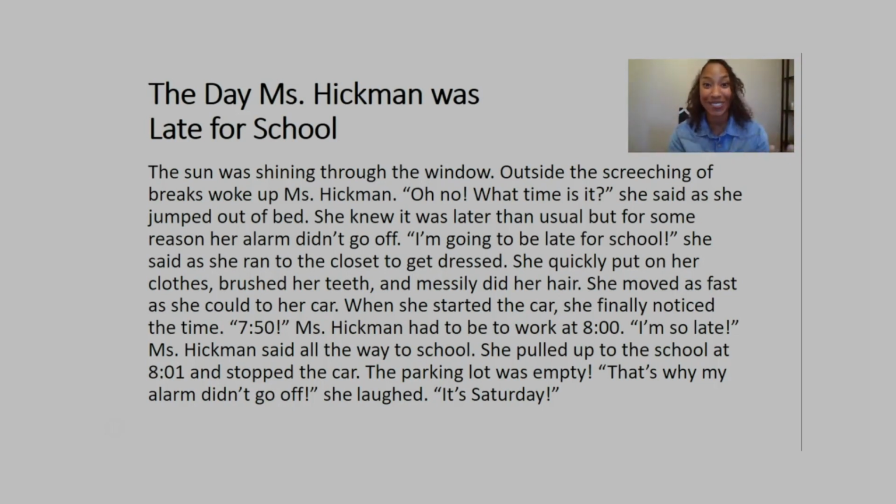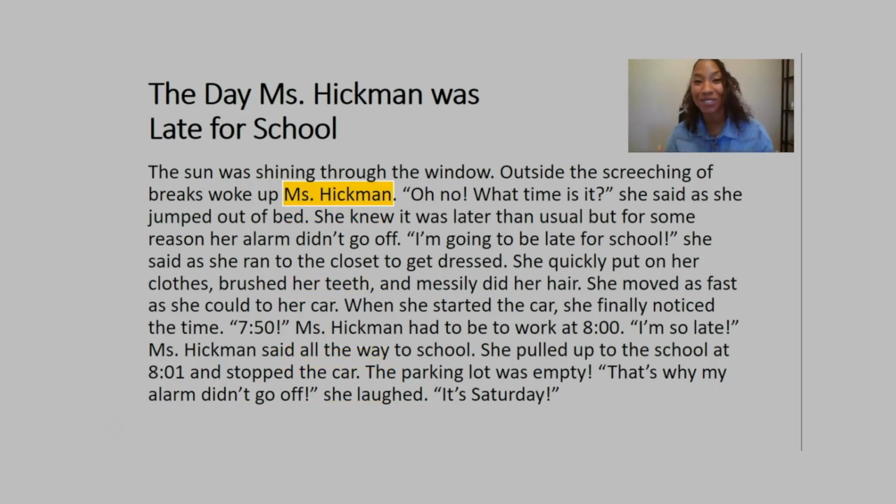Oh my gosh, this story is so funny. So the good news is Miss Hickman wasn't late at all because it's Saturday. Oh, wow, that was a crazy story. All right, so let's try to recount it together, okay? So when we're recounting a story, we have to find all those important details. First thing we want to find are the characters. So who is the story mostly about?